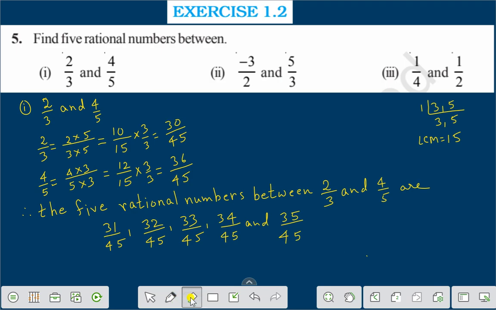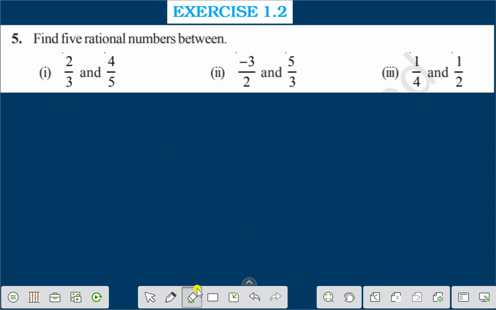I will do the next problem, that is question number 2. Let's do question number 2. Now, question number 2 here is, you see, minus 3 by 2 and 5 by 3. Minus 3 by 2 and 5 by 3.